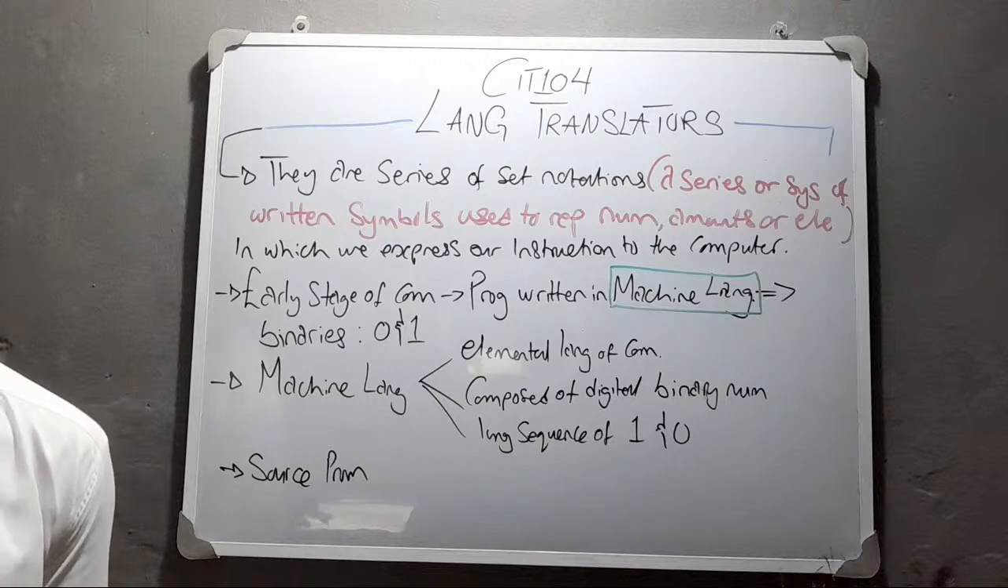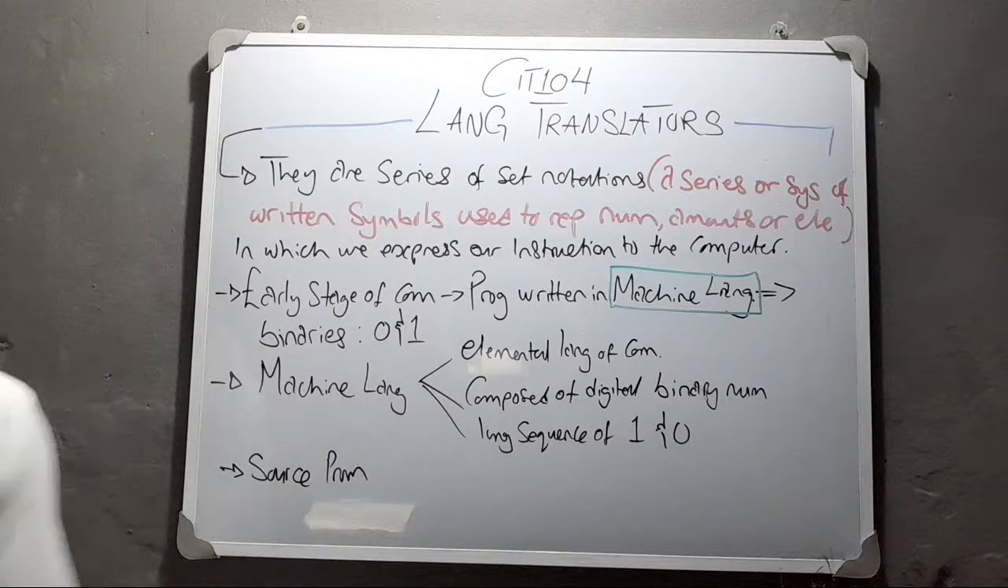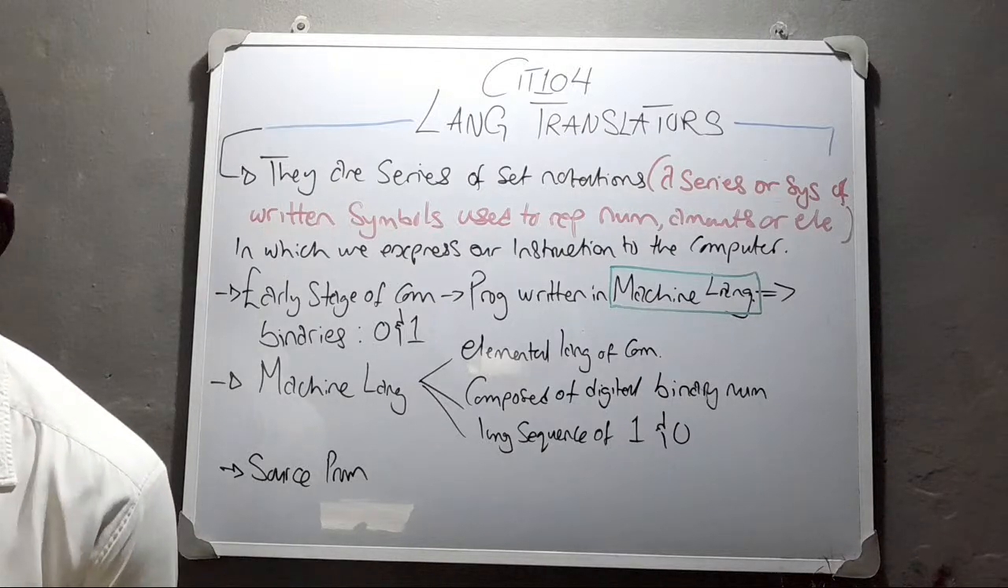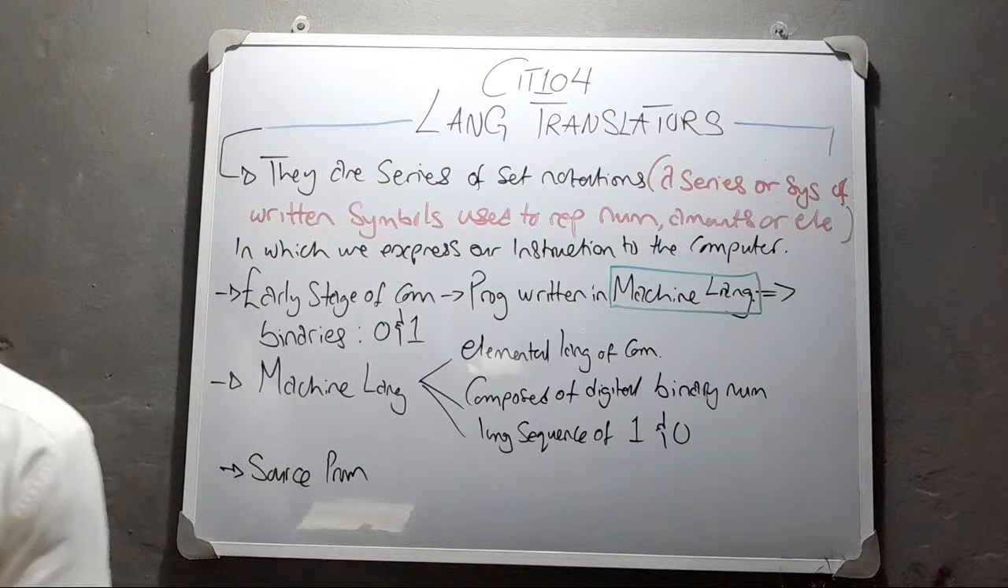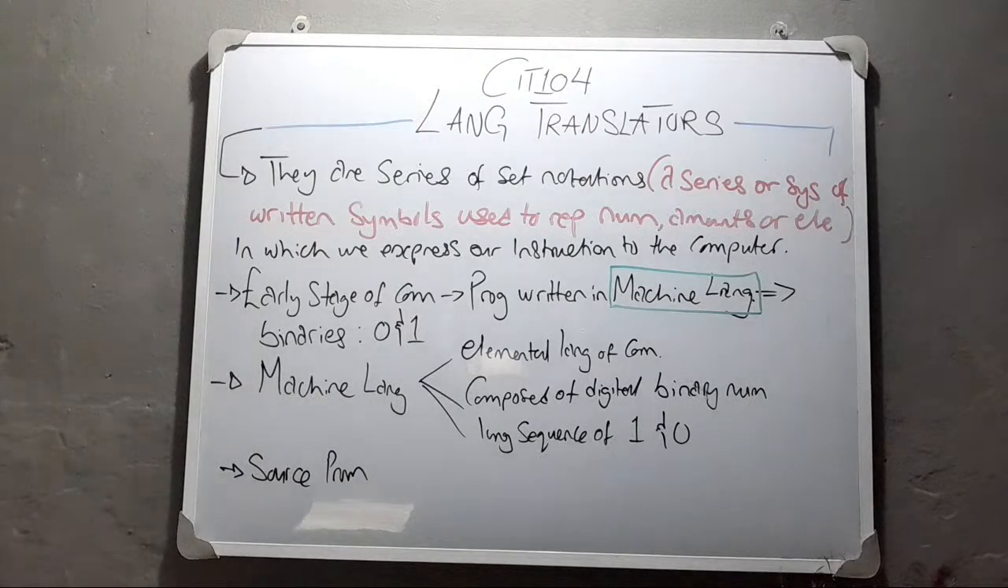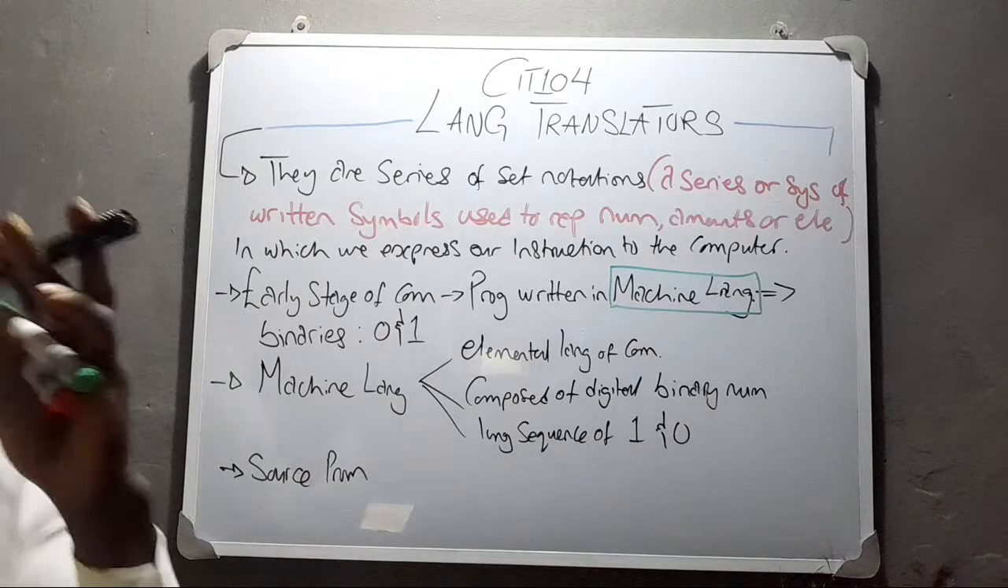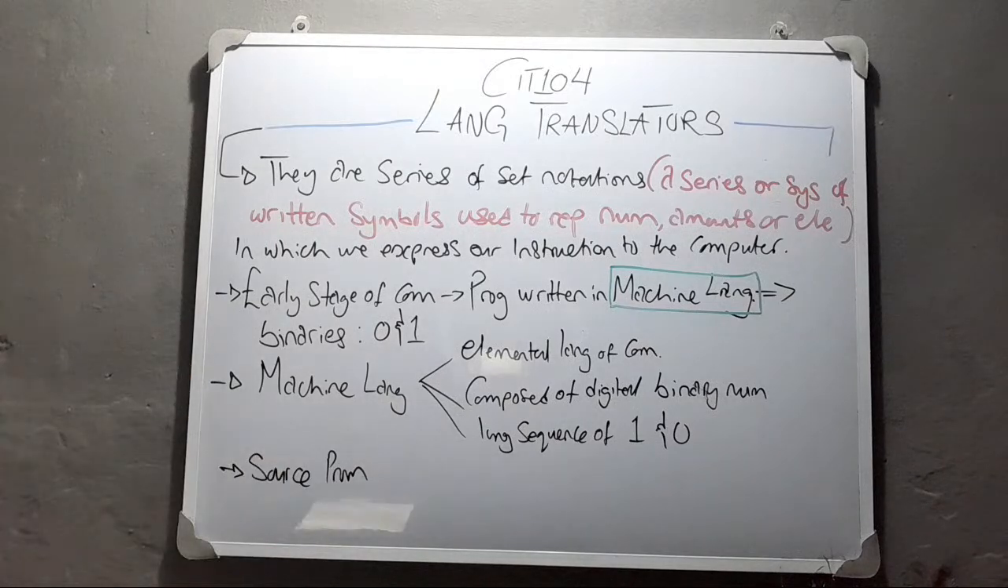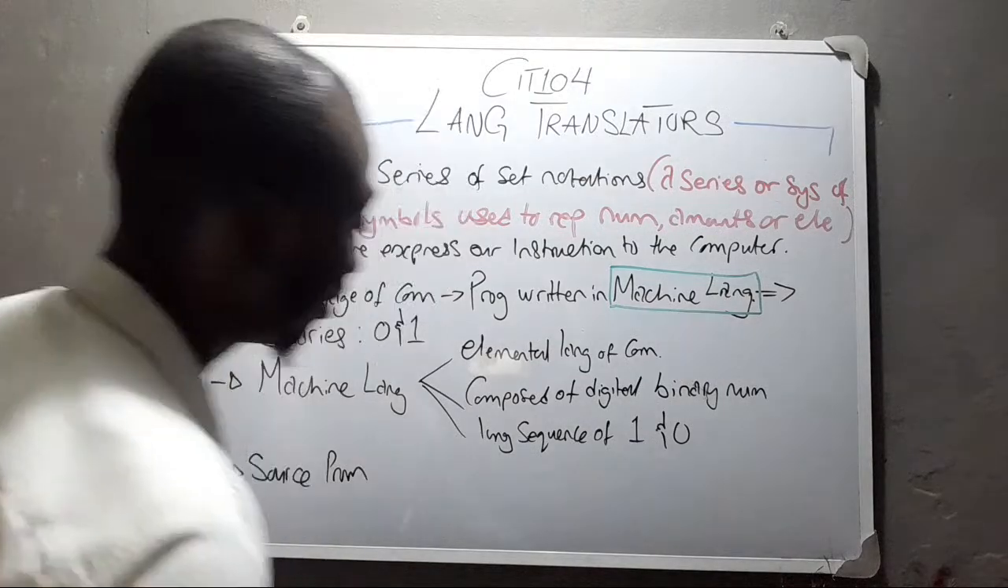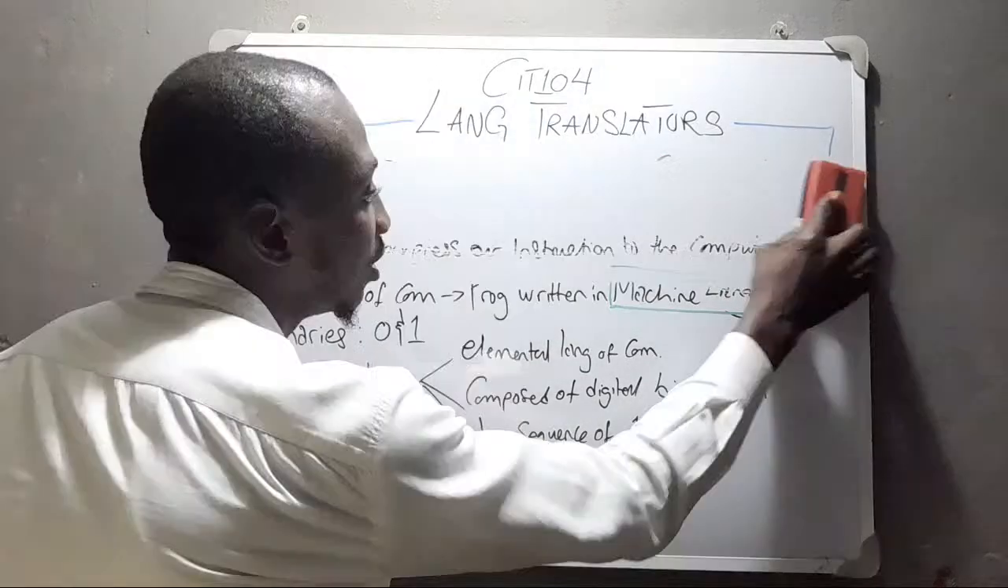Okay, so what are source programs? Source programs are said to be an original computer program written by a programmer that is converted into an equivalent object program written in machine language by a compiler or assembler. Now, I think we'll meet source program in the front. Let's just leave source program for now. Let's proceed.